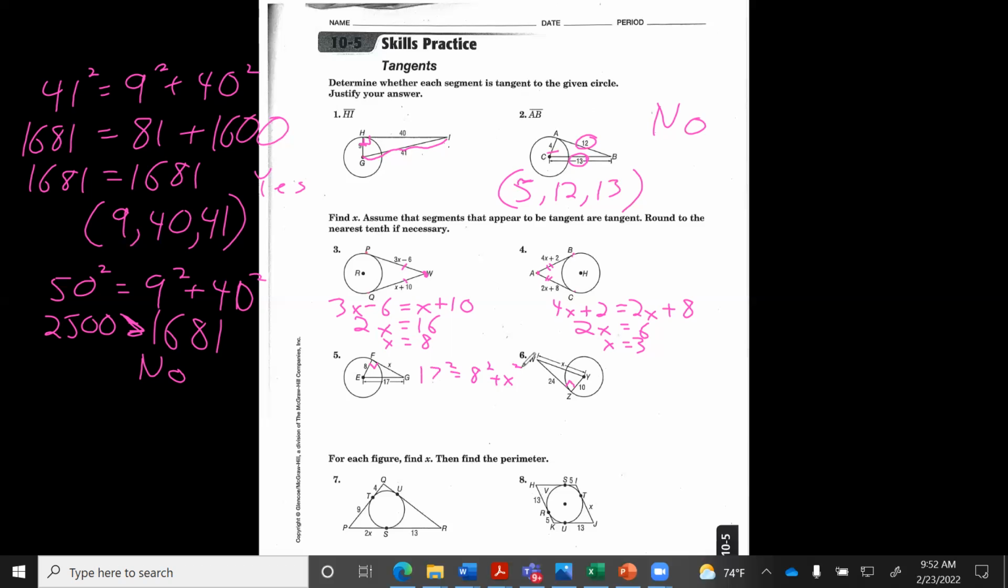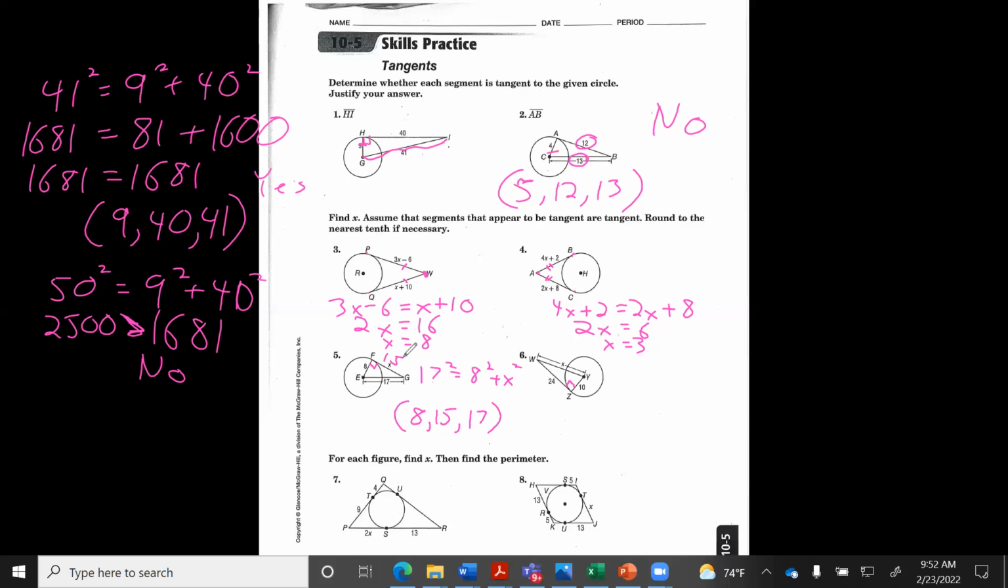Now, the triple here, we had an 8, blank, 17. What's the missing value for that one? 8, 15, 17. So that missing value was 15. Now, if you went through Pythagorean theorem and actually solved that out, you would also get 15. Same thing on number 6.